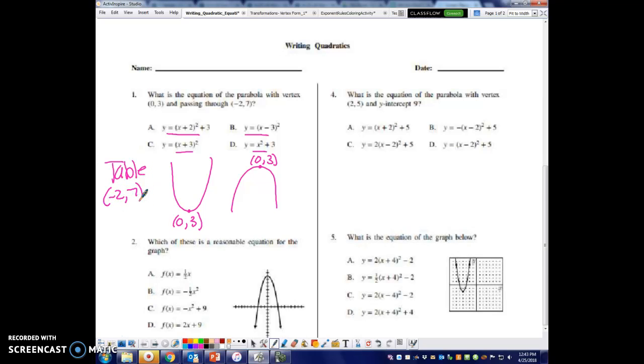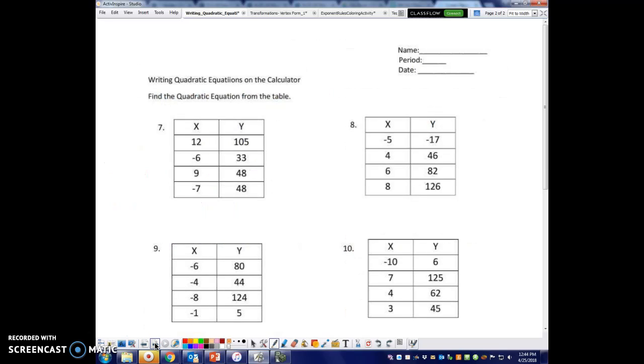Okay, so what you're going to do, you're going to do that same thing for all of them. You're just going to be going through, looking for the ones that go through those points. Also, on number 5, you're going to be looking for the one that crosses through (1, 2) and (-3, -4). That's what you're looking for. Okay, so that's the kind of thing you're doing for those.